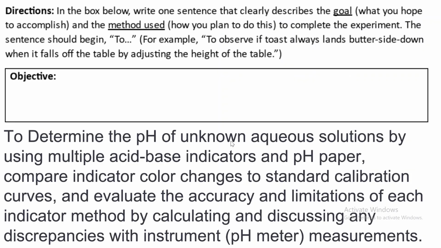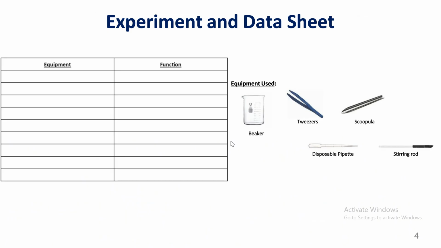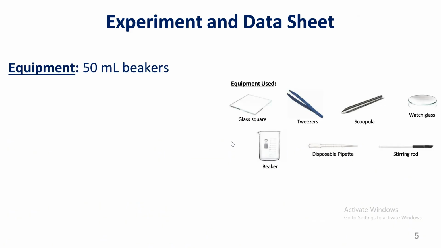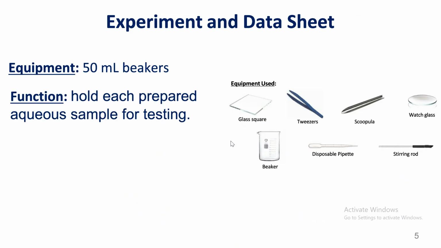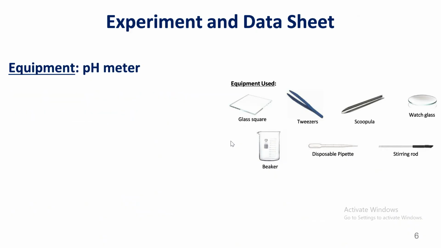Again, what you want to do is pause the video, write down your objective, and then move on to the next section. We are going to now make sure to fill out the equipment and function table on your lab sheet. So the first equipment we'll be using for today is the 50 milliliter beaker, and the function is it holds each prepared aqueous sample for testing.